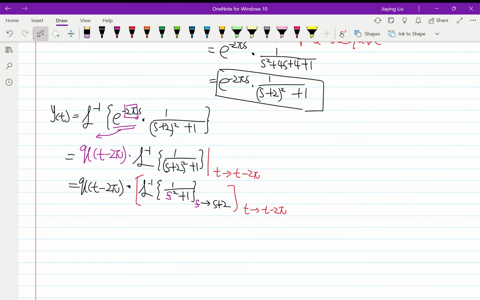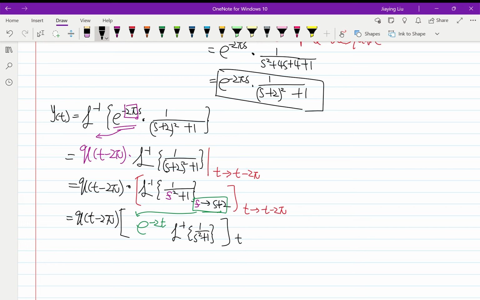Okay, so what does this become? Well, this is the s translation, this notation tells us that we're going to have an e to the at coming out of there. So I have u of t minus 2 pi. This substitution we did there will become e to the at with a being, so the a comes from here. Here we have s plus 2, so it's really s minus negative 2. So the a is negative 2, so that goes here: e to the negative 2t, and then inverse Laplace of the remaining 1 over s squared plus 1. This problem is a little bit more difficult because there's an S translation inside the T translation. It could be confusing as well, but we just have to do it step by step.